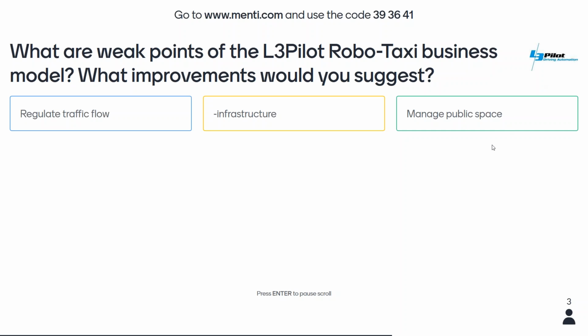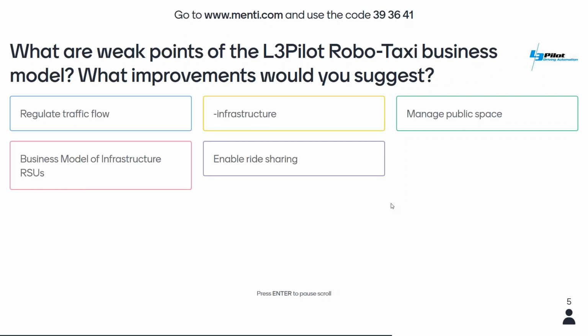Infrastructure, immediately. Absolutely, that's a crucial point. As I said, we need the communications infrastructure. We need to define where those vehicles can be driven, under what conditions. This is also related to the other two answers. So we have the regulation of the traffic flow.